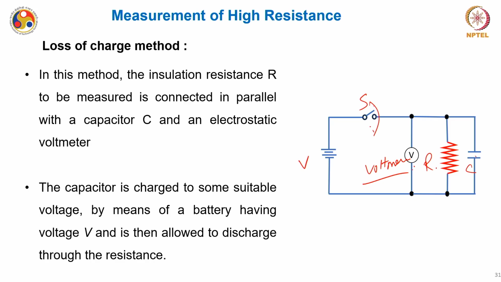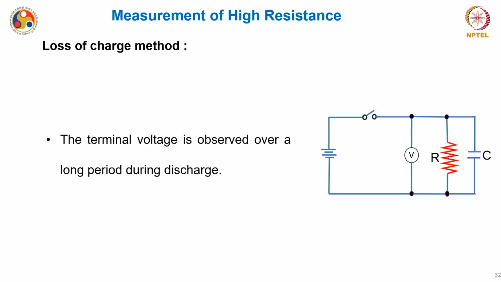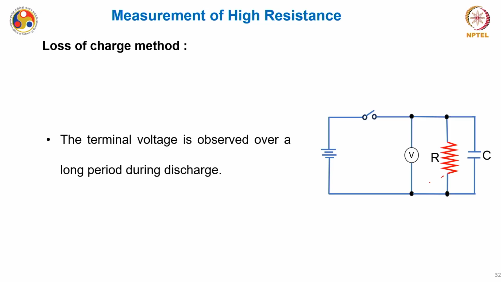I will close this switch, and say this battery has EMF V, I will allow this capacitor to charge. And if I want a discharge of this capacitor, I will open this switch S. So, I can have two positions for this particular switch S. Now, the terminal voltage is observed over a long period during discharge. This long period of discharge is because this resistance is very, very high.